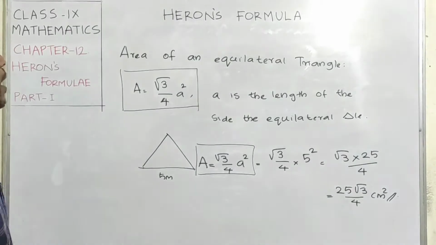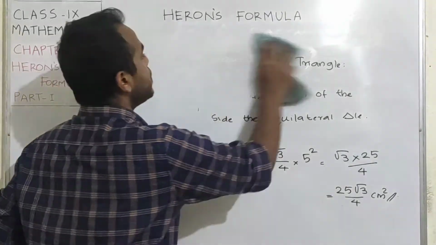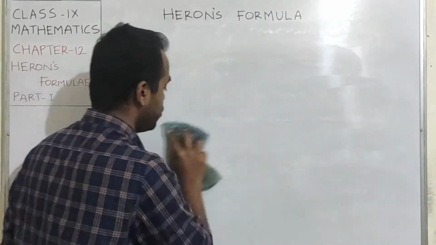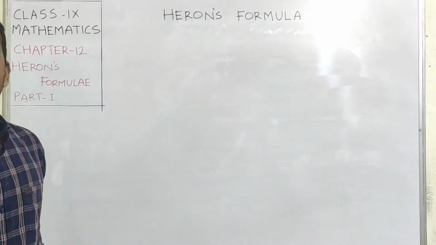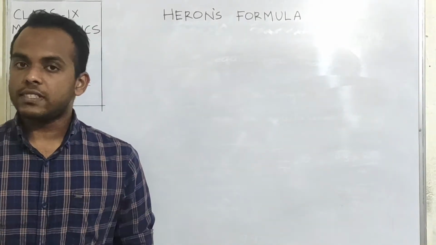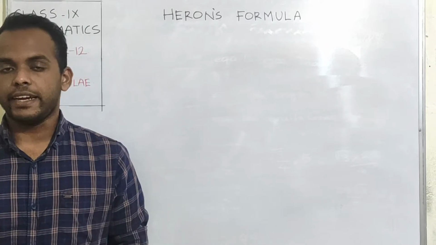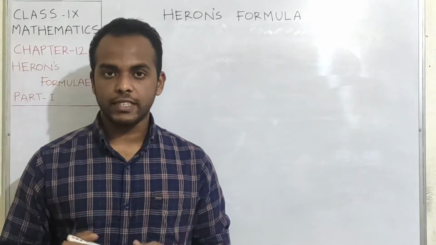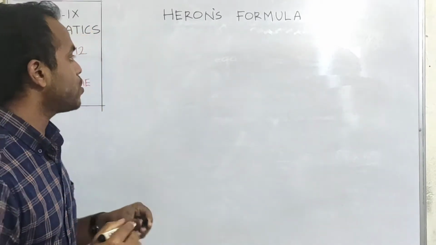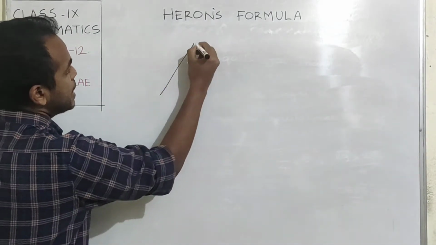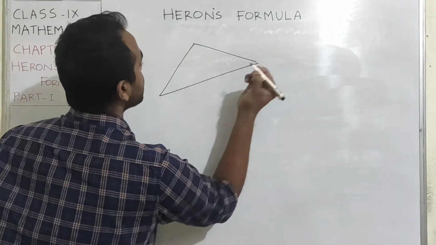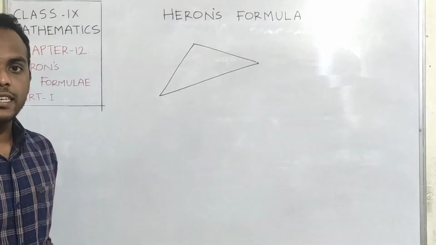Now let's see one problem in which the height is not given to you, but all the length of the sides are given. Also, it's a scalene triangle. I hope you know what's a scalene triangle. The triangle in which all the sides are having different length. Such type of triangles are called scalene triangle.